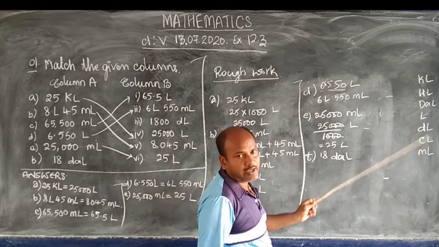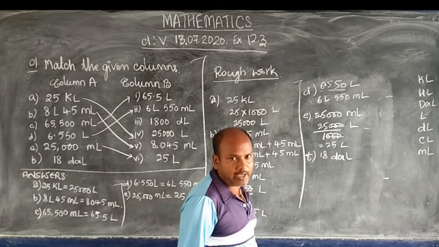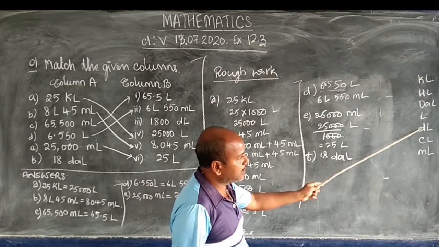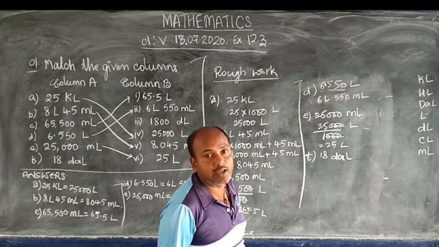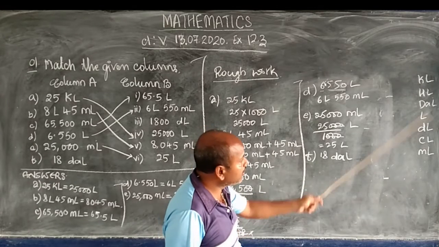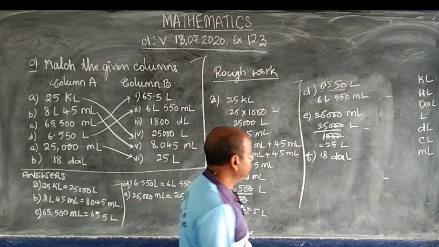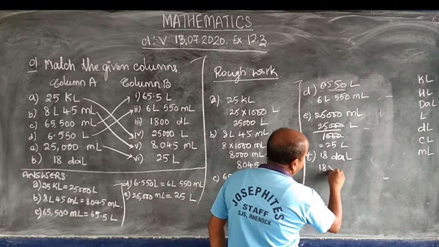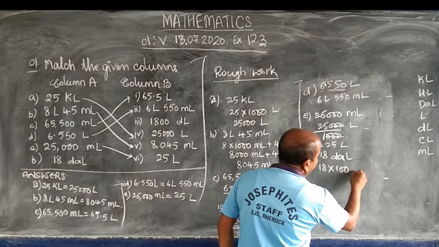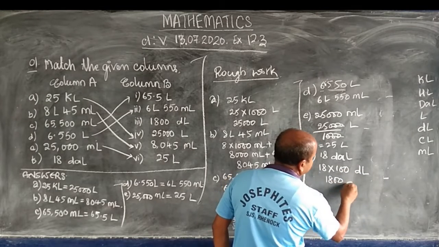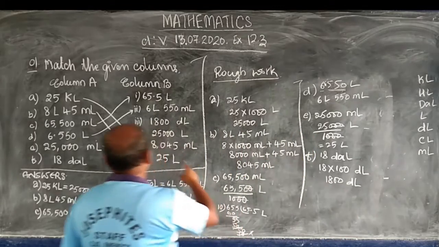So 2 steps are there. That means you need to multiply it by 100. 2 zeros, 1 and 2 steps. 2 steps means 2 zeros. 1 and 2 zeros means 100. Multiply it by 100 because you are converting the bigger unit into the smaller unit. So 18 multiplied by 100. This will become deciliter. So 18 into 100 is 1800 deciliter, which is here.